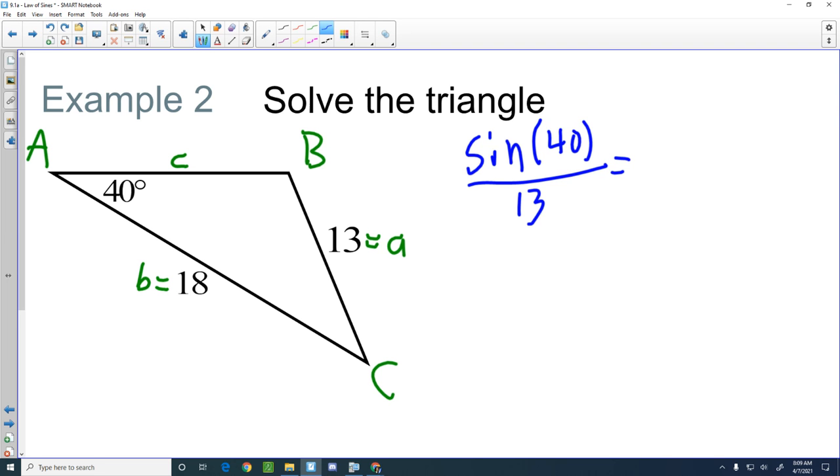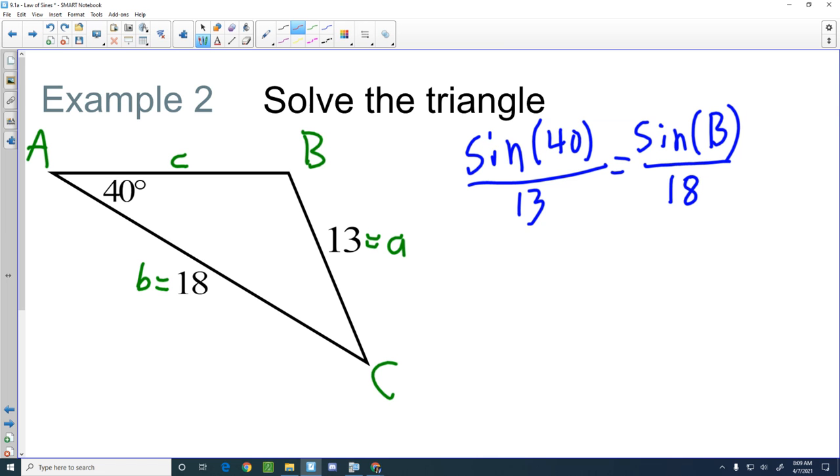Now, the only other given piece of information I have is side length B. So I'm going to need to figure that out next. Now, the side lengths go in the denominator. That's 18, or at least in my case it is. Again, you could flip these if you flip both sides. And in the numerator, I'm going to write the sine of angle B. So this one's a little bit different because you're solving for an angle. And you're going to have to use an inverse. Spoiler alert.